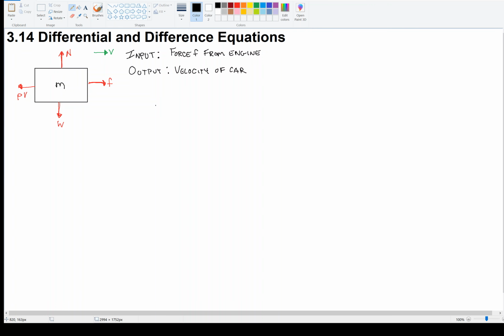And we're going to assume the input of this system is the force F from the engine, and the output is the velocity of the car. So we're interested in how the velocity is going to respond to the applied force F. Now, first of all, let's just get some formalities out of the way. Newton's law says that the sum of the forces in the y direction equals mass times acceleration in the y direction, and the car is not accelerating in the y direction, and so the normal force and the weight cancel out, and so we don't have to worry about the y direction. We're going to be interested in the x direction.